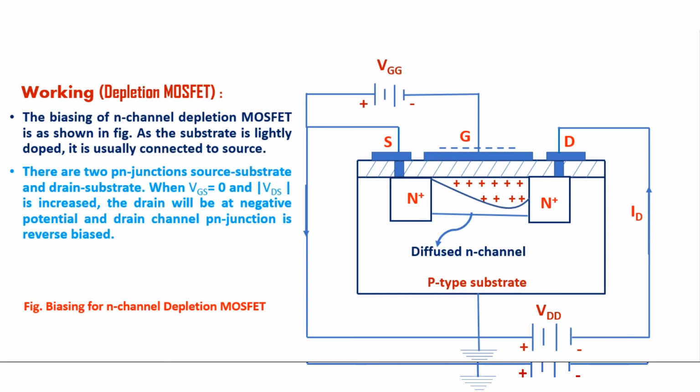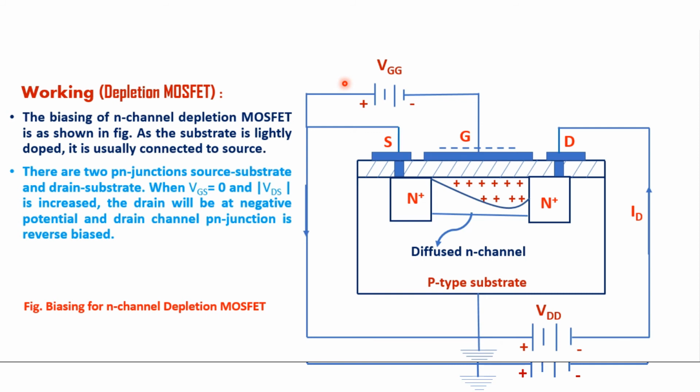Now second case, when gate to source voltage is negative. When gate to source voltage is kept negative, that is, gate is at negative potential with respect to source, the depletion region further extends into the N channel region due to the capacitor action. This results in an increase in thickness of the depletion region.